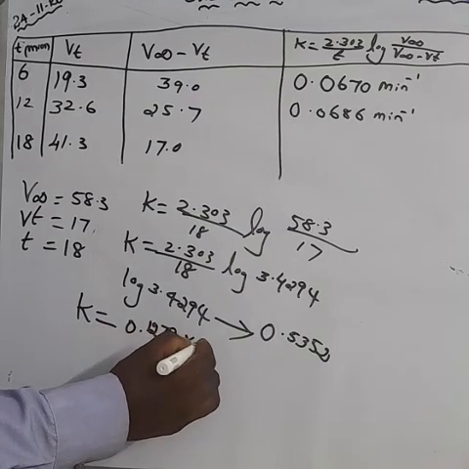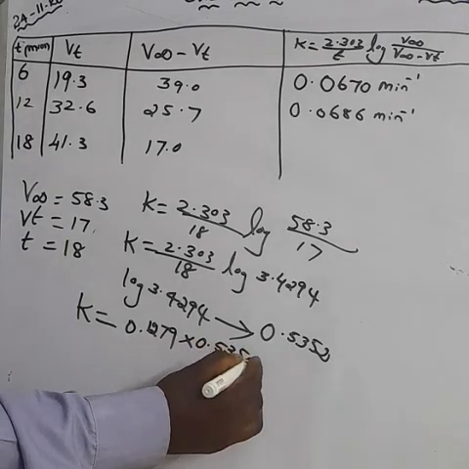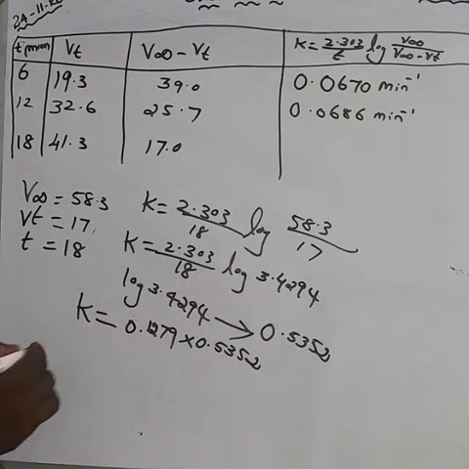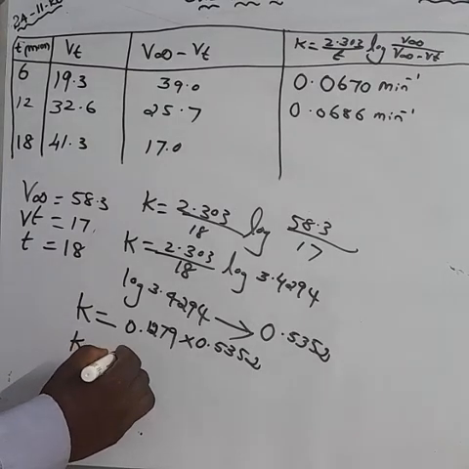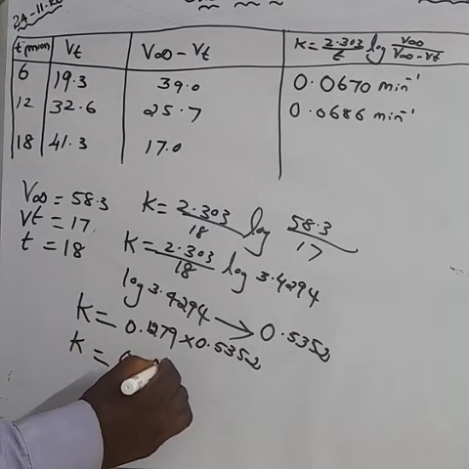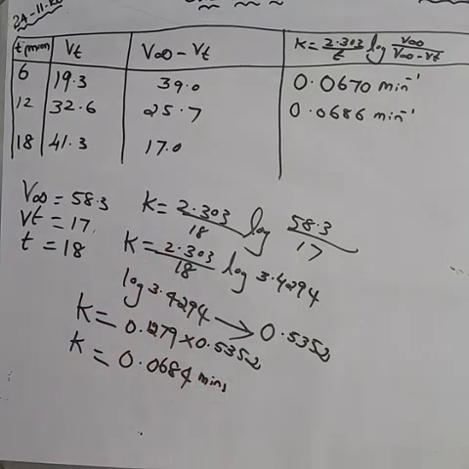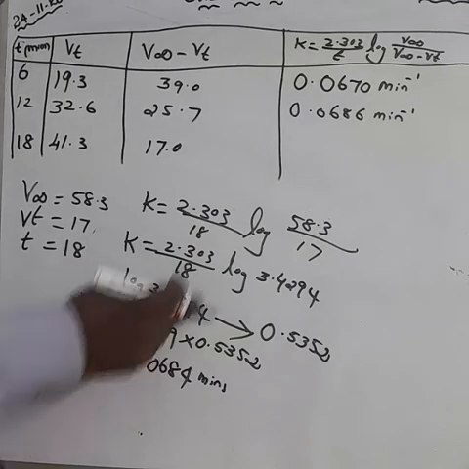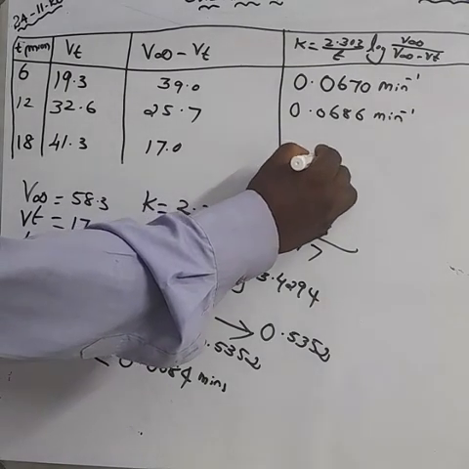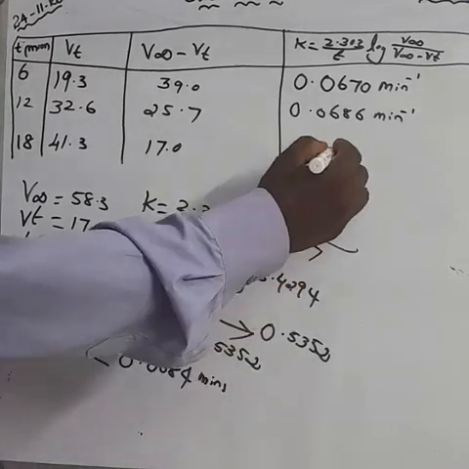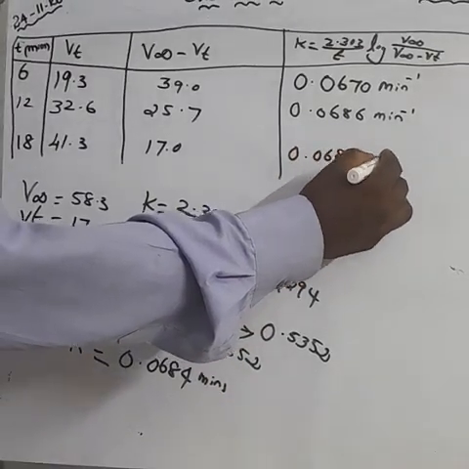0.1279 into 0.5352. What about the k value? The k value is equal to 0.0684 minutes inverse. So we shall write this value as 0.0684 minutes inverse.